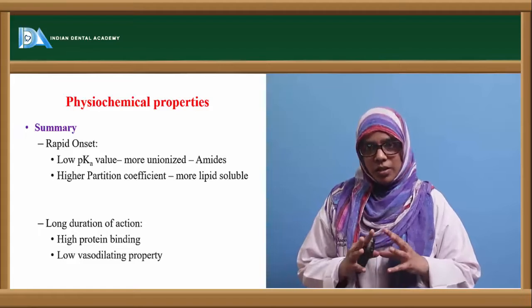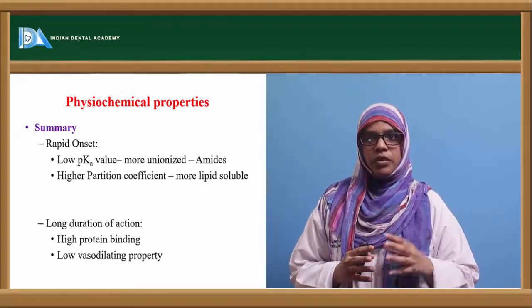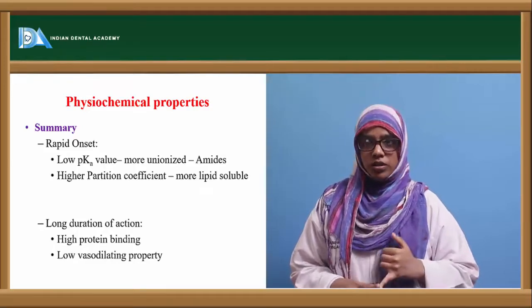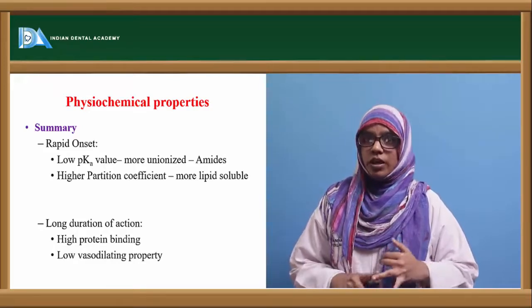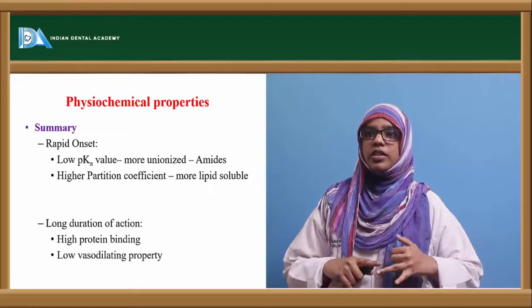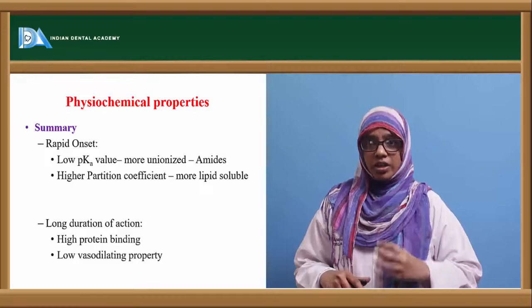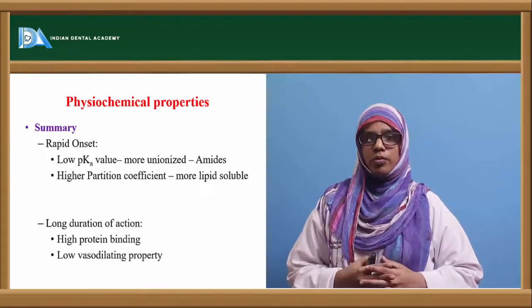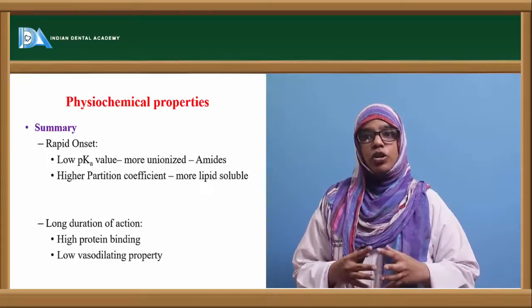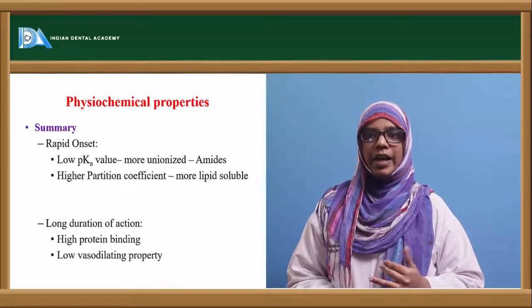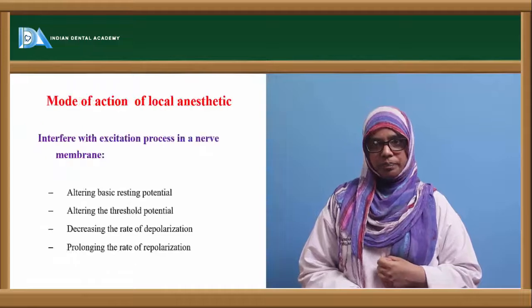So just to sum up the physicochemical properties, for rapid onset of action, you need a lower dissociation constant value, so more unionized form is available, that is seen in the case of amides. Then you should have a higher partition coefficient, so more lipid solubility is there. And if you want longer duration of action, the anesthetic should have high protein binding and low vasodilatory property.